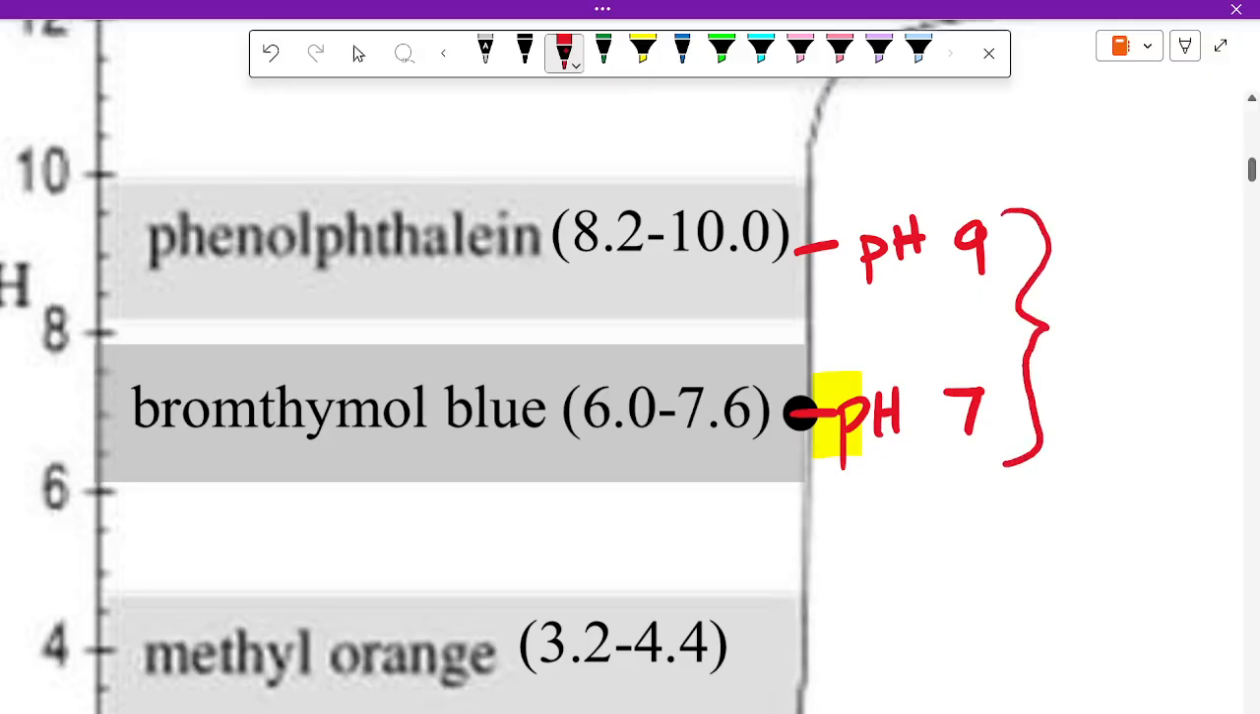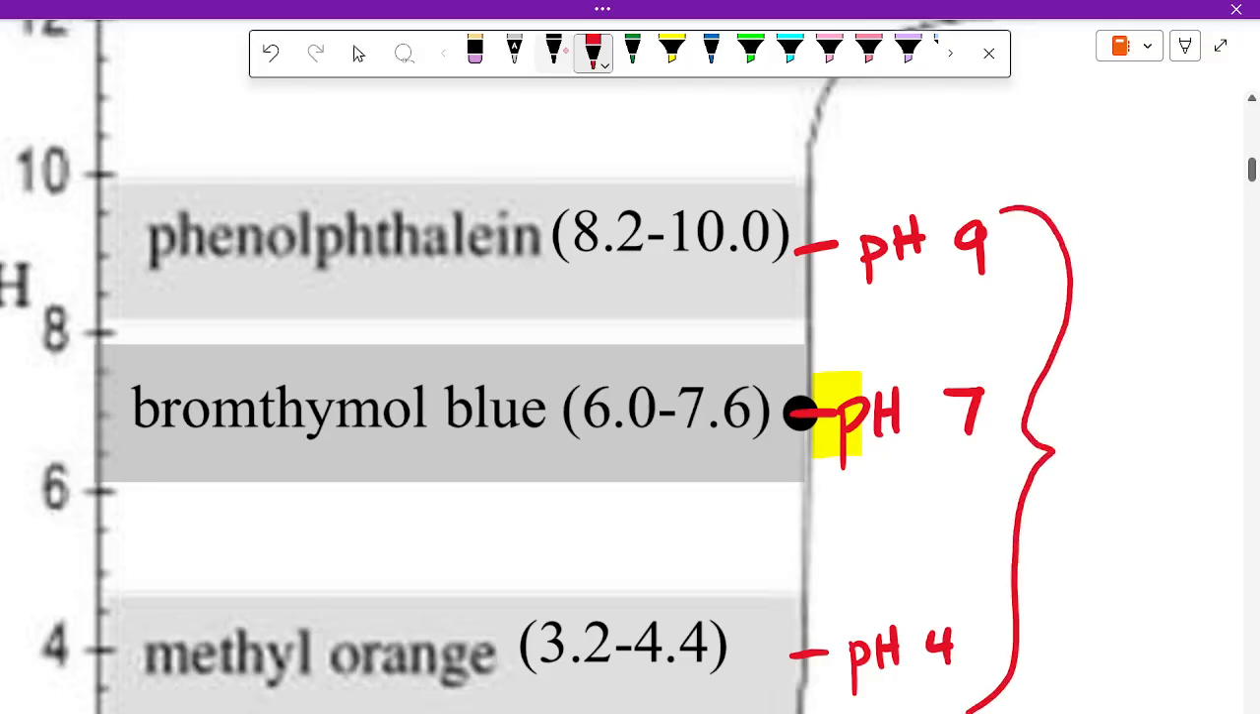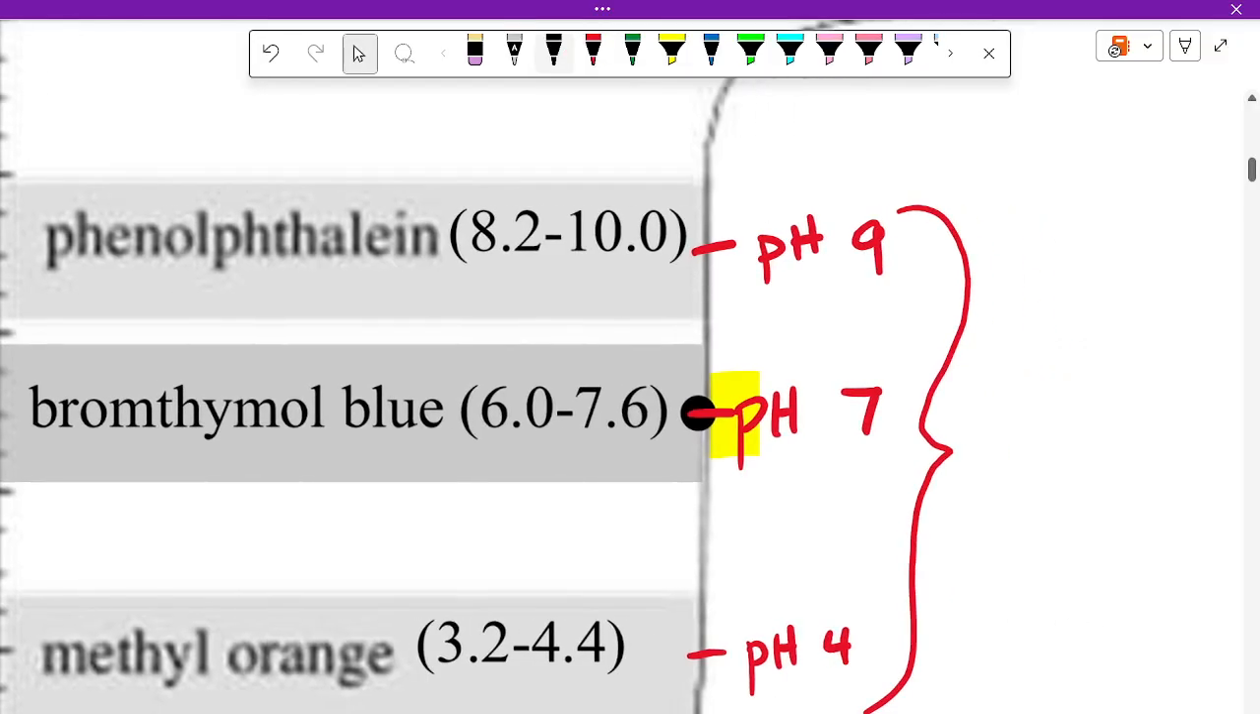And in fact, we should include methyl orange as well, and that would be at about 4. All of these indicators would require the same volume to get to that end point. All of them will change color at the same volume of NaOH added.